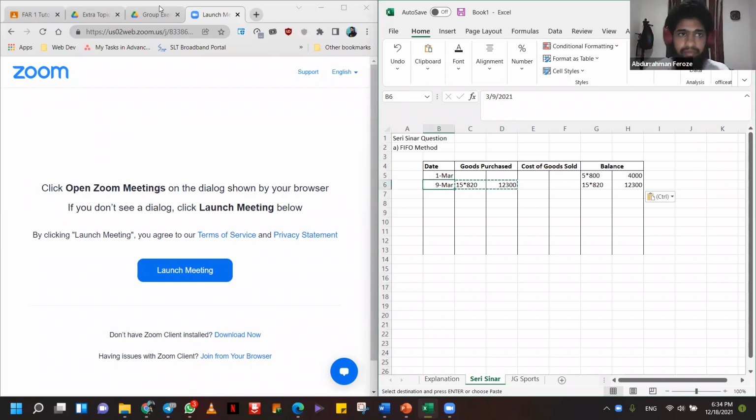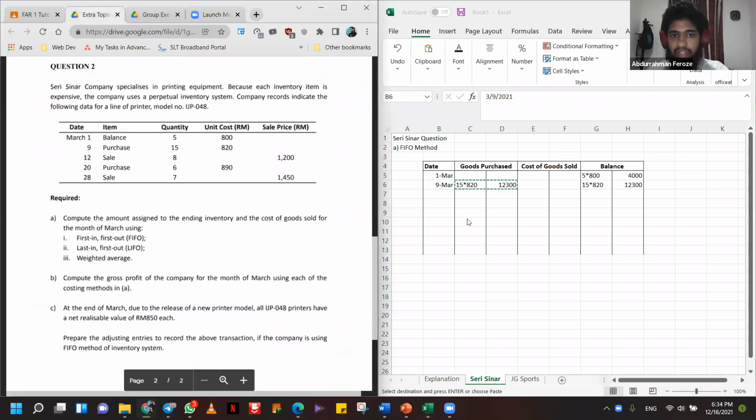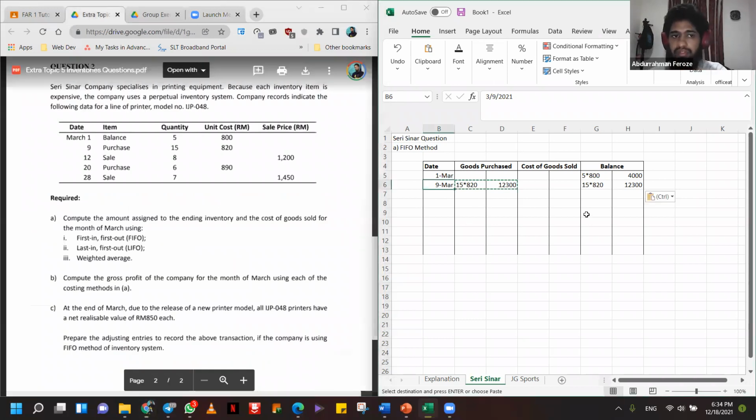So let's continue. On 9th March, we have a purchase of 15 printers for the unit cost of 820. So that is 12,300. At 9th March, the ending balance is the sum of this, so we'll keep it as that. Now we have a sale on 12 March. On 12 March, we have a sale of 8 printers.